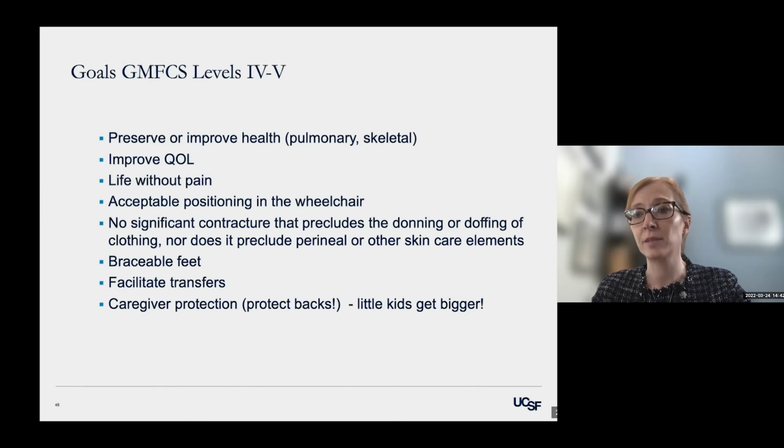We want braceable feet. And we want to facilitate transfers, and also to protect our caregivers, because those little kids grow up fast and become really heavy and can be a strain on a back.